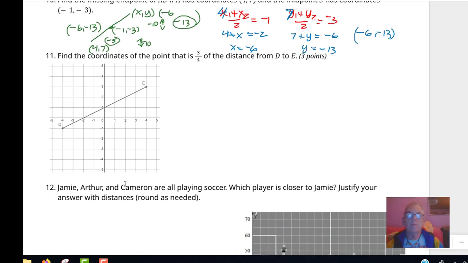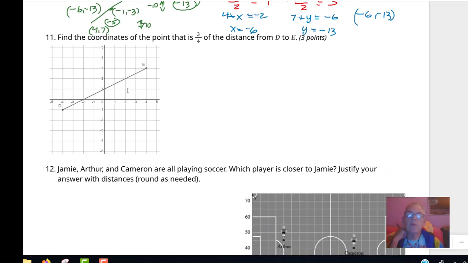Let's look at 11. We want to find the coordinates of the point that's 3/4 of the distance from D to E. So we're going to do 3/4 of this distance and 3/4 of this distance. So we've got to find the distances. They're counting by ones. So we've got 1, 2, 3, 4, 5, 6, 7, 8 in the x direction, and 1, 2, 3, 4 in the y direction. So again, we're pretending this is like a right triangle here.